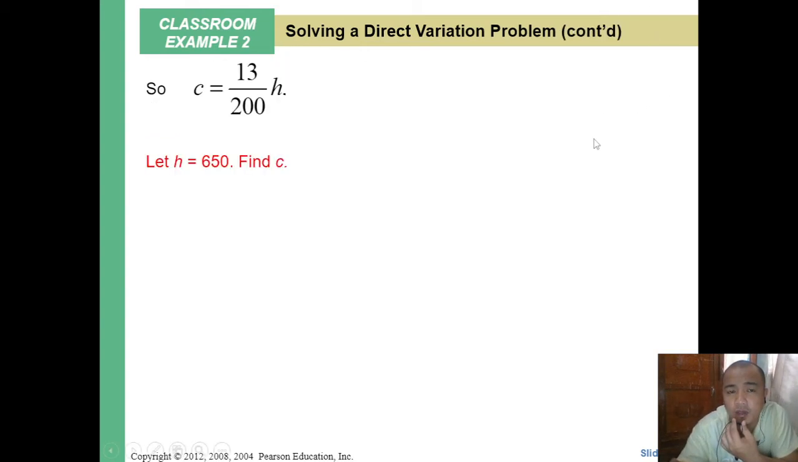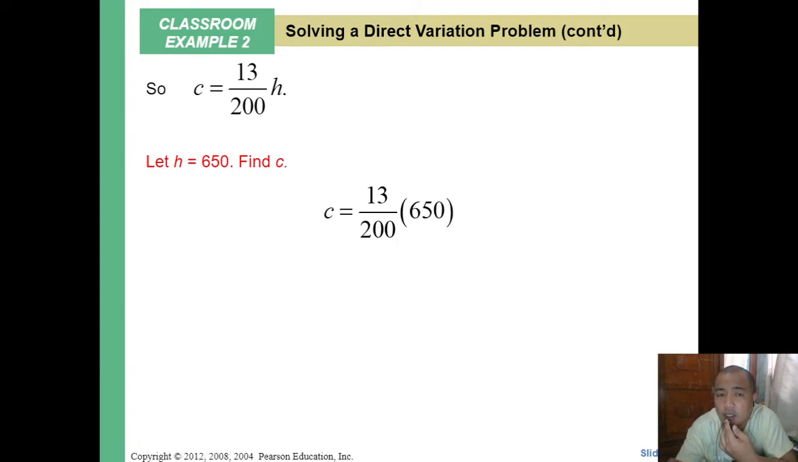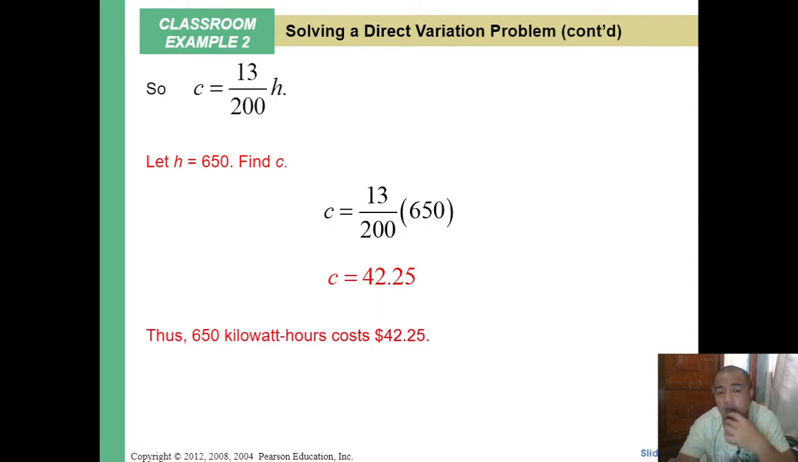So if H is 650, we can now substitute here in the equation. This is actually the equation of variation: C equals 13 over 200 H. Substitute H by 650, then solve for C, which is equivalent to 42.25. 13 times 650 divided by 200 is 42.25. So thus 650 kilowatt hours costs $42.25.